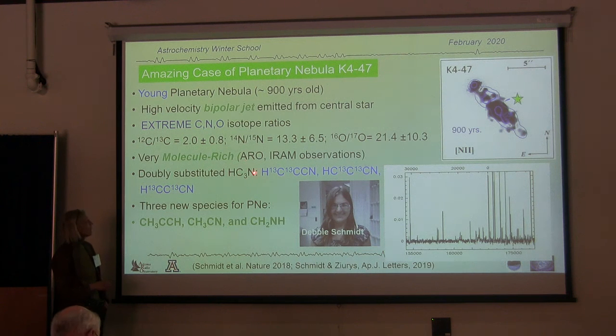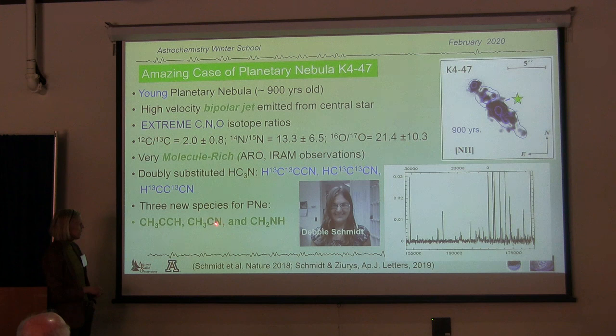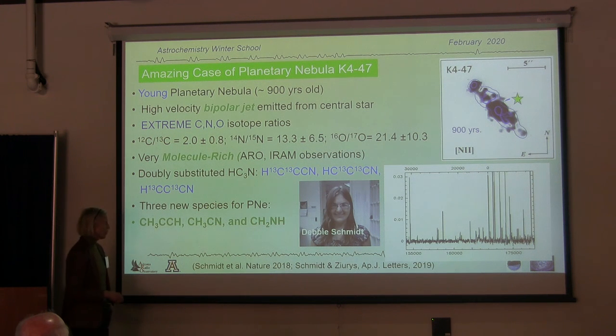Not only did we see many lines of HC3N, but we saw doubly carbon-13 substituted species with all the different combinations of carbon. So the first 2 carbons, the last 2 carbons, and the end carbons, all detected in HC3N. And this is about the only source where you see all these different isotopologues observed together. We also found some very interesting new molecules for a planetary nebula: methylacetylene, methylcyanide, and CH2NH, which was quite a surprise. And this is among the lines seen in the IRAM data.